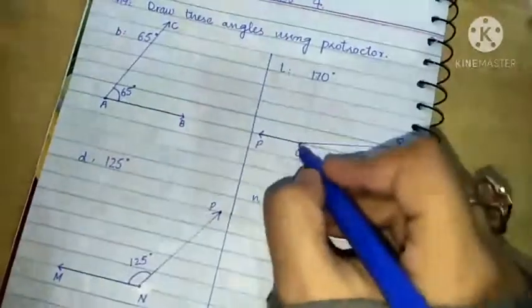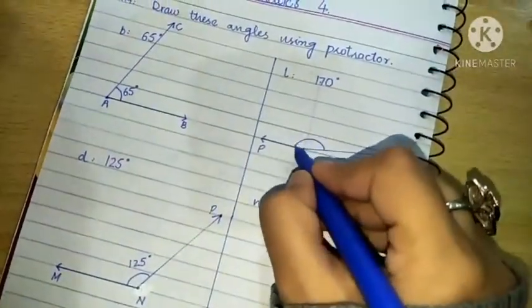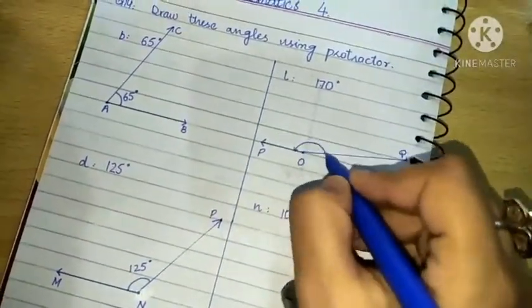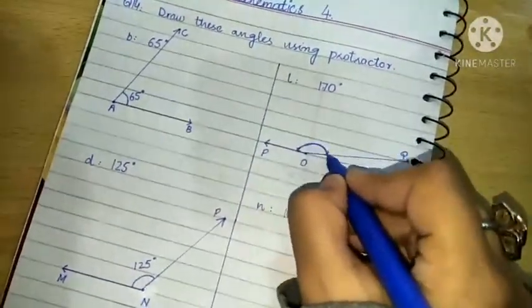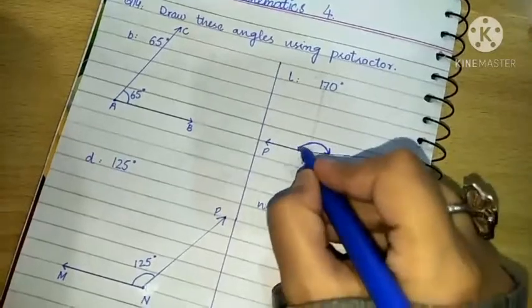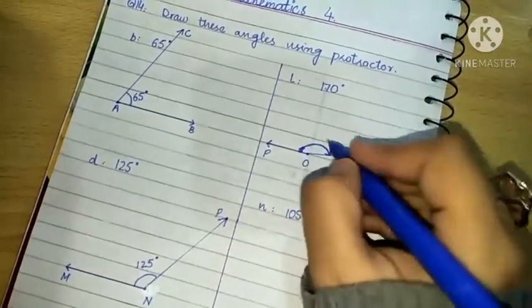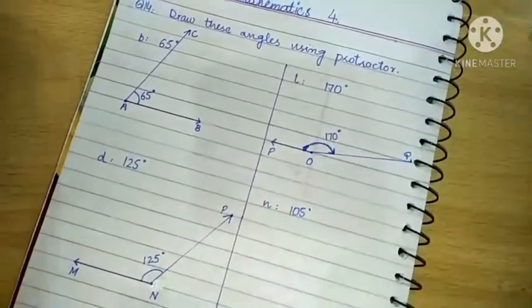So these are the angles. This is the angle that we have drawn. I have drawn from this side to this side. So this is 170 degree.